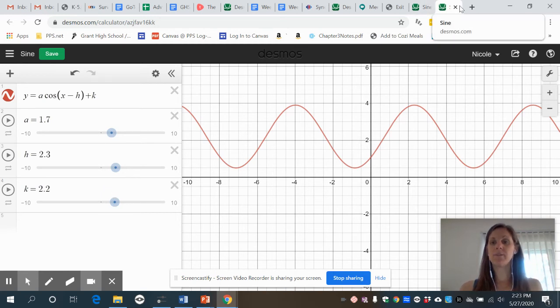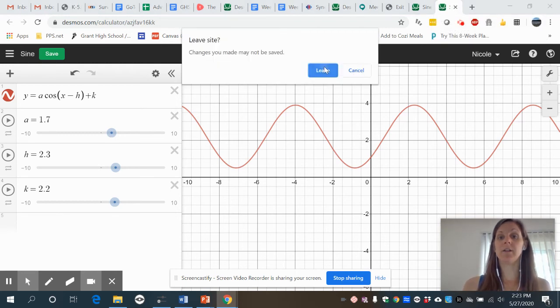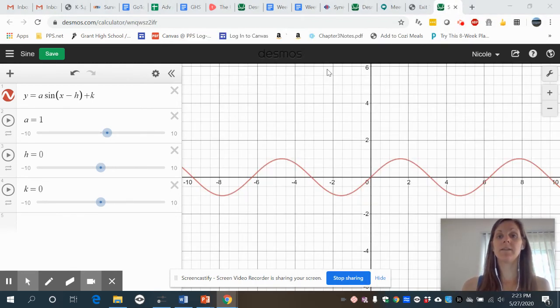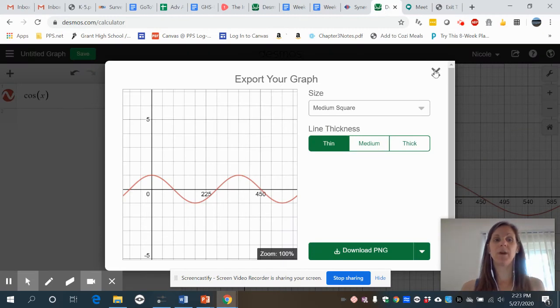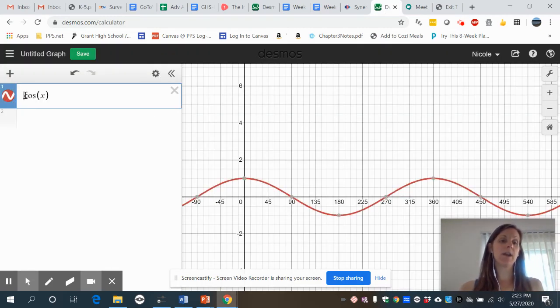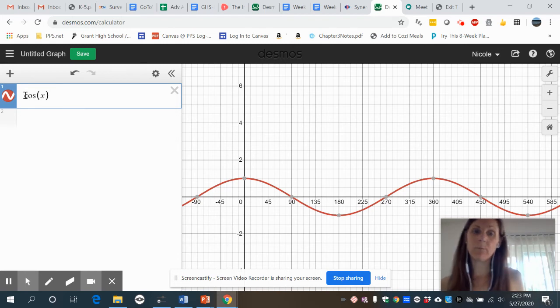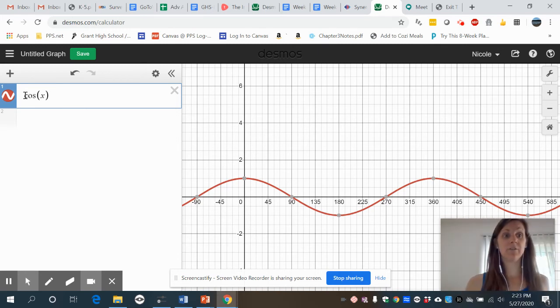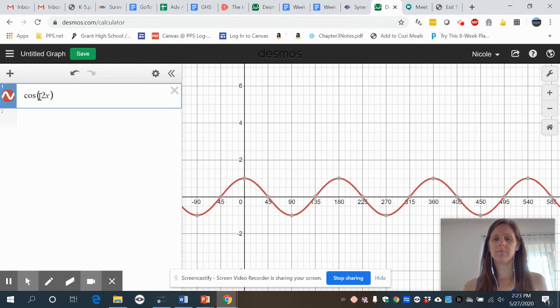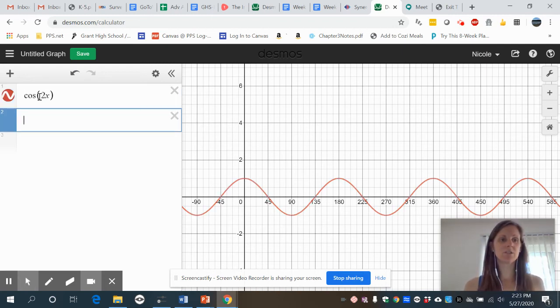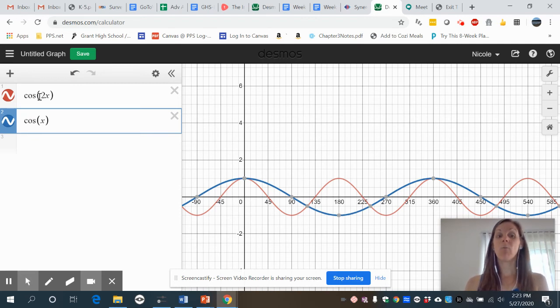Let's talk about what happens when I change my period. And this is period. I'm going to leave both of these and go back here and investigate a little bit. I told you period was my B value, so I'm going to put a value in front of x, and I'm going to put the value of 2. What happened? That's hard for me to see, so I'm going to actually do cosine of x so I can compare it. Wow, it condensed it.